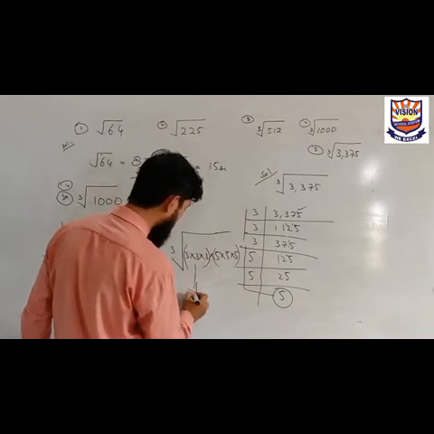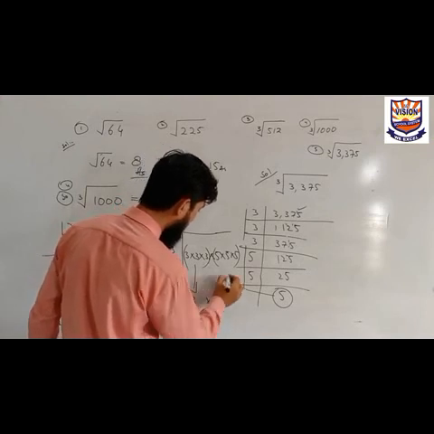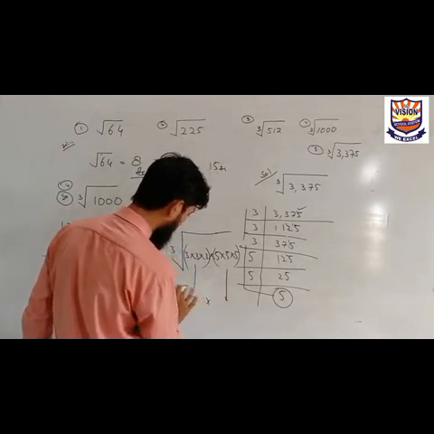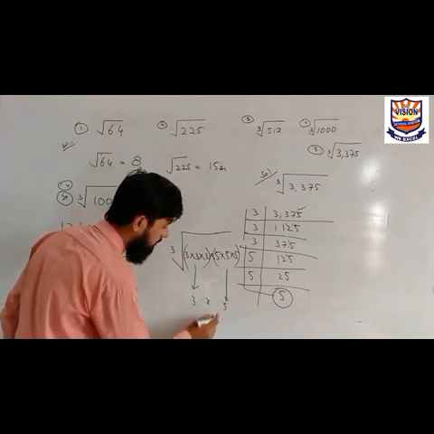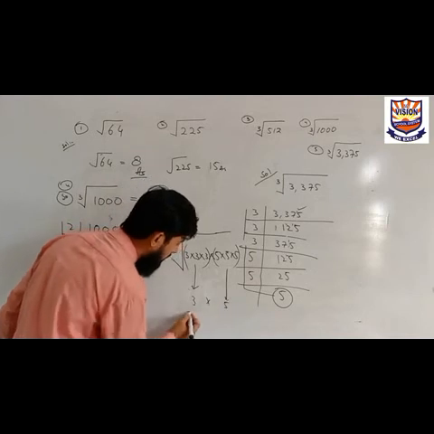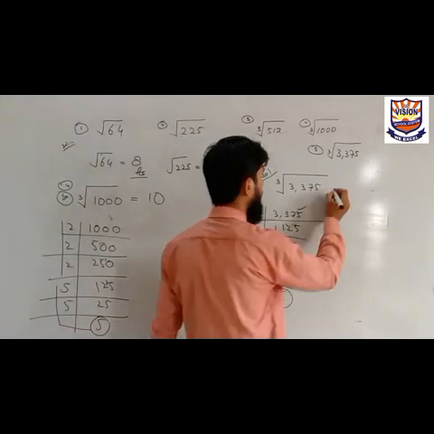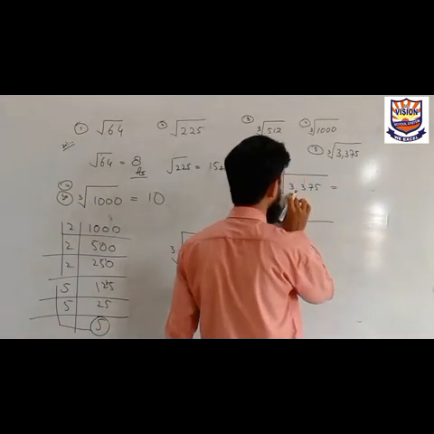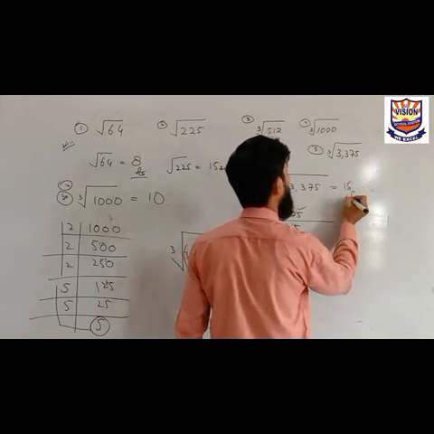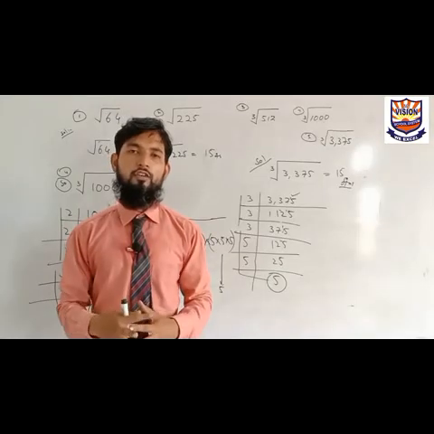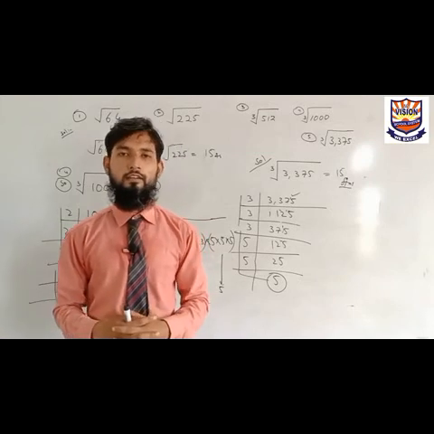One number from each group. 3 multiply by 5. Now 3 5s are 15. The cube root of 3375 is 15.